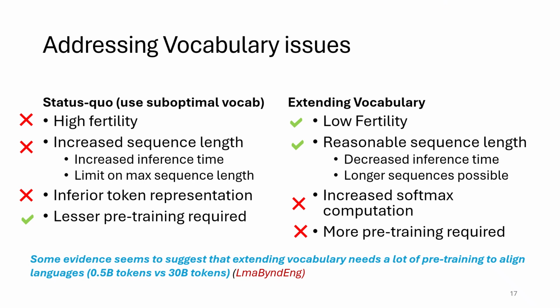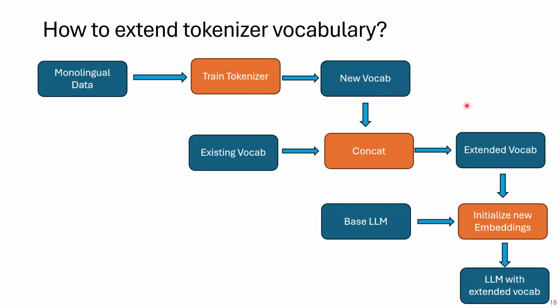Okay. So next, how do we extend the vocabulary? What we can do is first take monolingual data in the language, and train a tokenizer using some standard tokenizer like the BPE algorithm or the SentencePiece library to train Unigram or BPE models. With that, we get a new vocabulary. We concatenate that with the existing vocabulary to obtain the extended vocabulary.